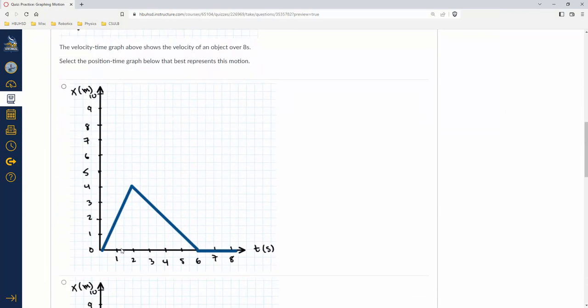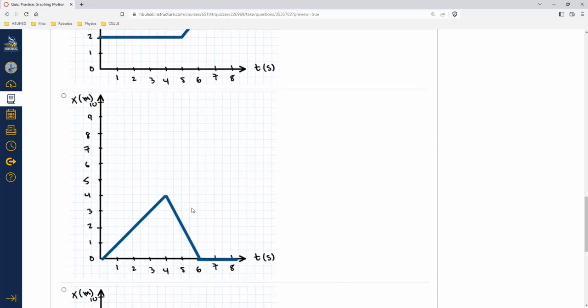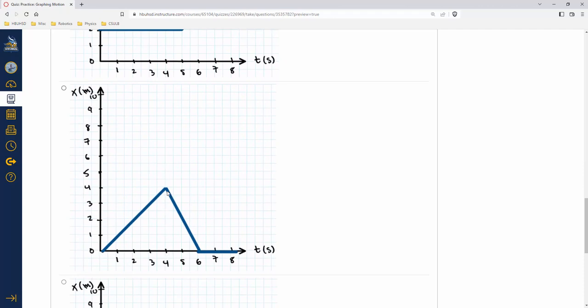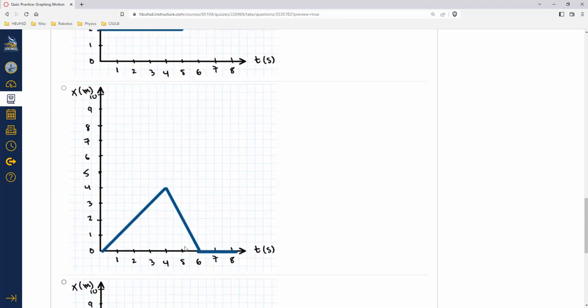We got a triangle, all right? This goes 4 meters in 2 seconds and then negative 4 and 4. Okay, so it's kind of reversed. This one's clearly wrong. This one, let's see, 4 seconds, 4 meters. And then the next 2 seconds, negative 4, we go backwards. So that's looking good. And this is looking funky. So yeah, it's going to be this one right here.